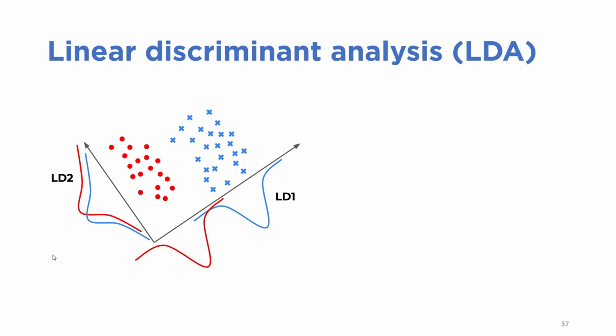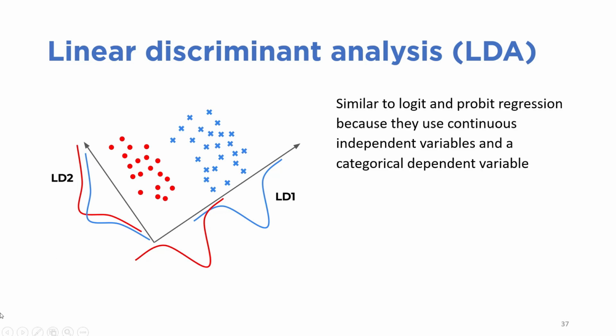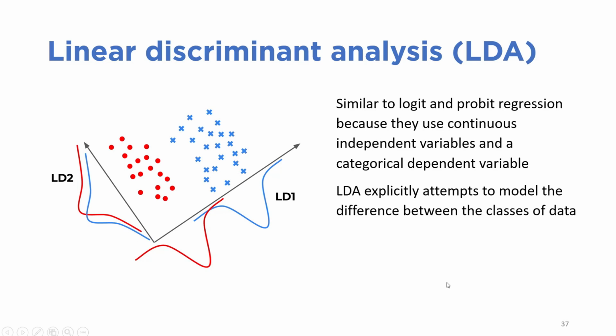So one way to do this would be linear discriminant analyses. So here you're basically converting, it's similar to making a principal component, an orthogonal transformation of your data, but you're purposely making your components sort of linear regression. And so another good thing about these is it's sort of similar to logit and probit, the way that this gets done. They use continuous independent variables and can also combine or include a categorical variable. So this explicitly attempts to model the difference between classes of data.